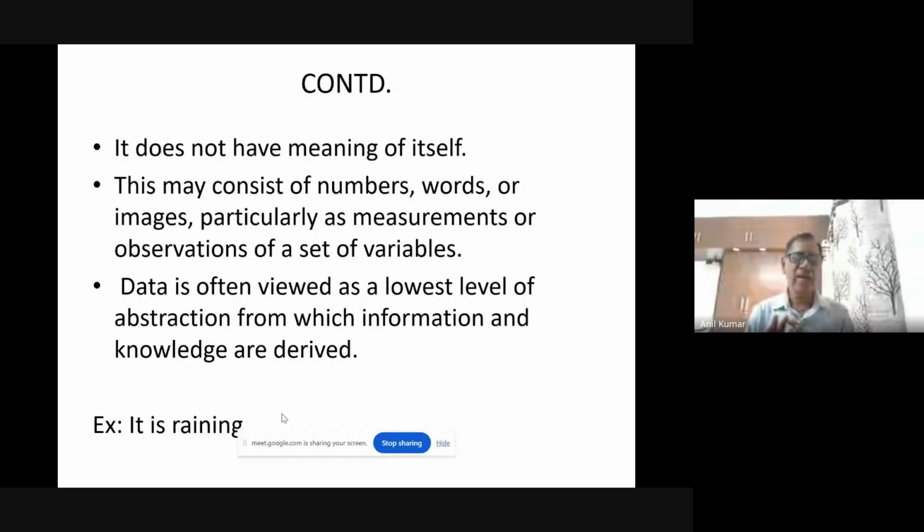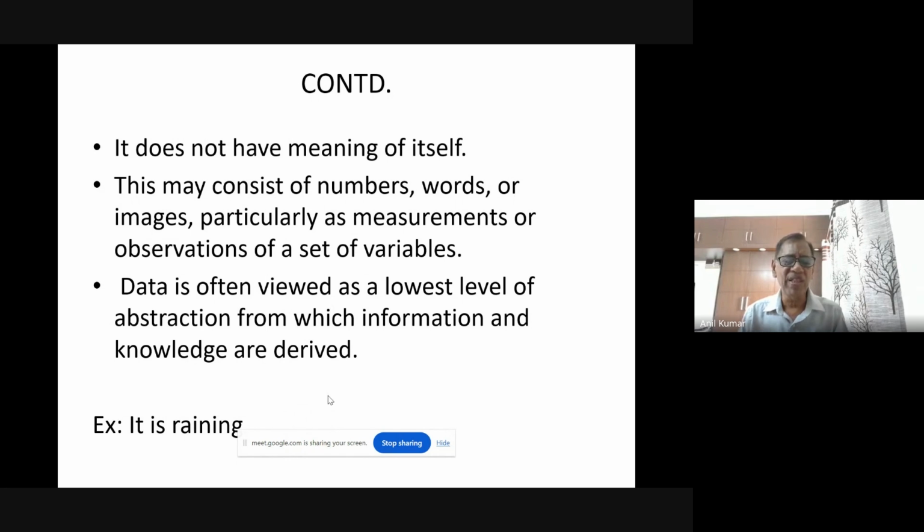A very crude example of data is: it is raining. Simply we have this data, it is raining. Now if you look at this example, it doesn't tell us what type of rain it is, when it is raining, or how much it is raining. It doesn't have any clue about that as long as we are only saying it is raining. This is a hard fact we have collected, observed from the environment: it is raining.